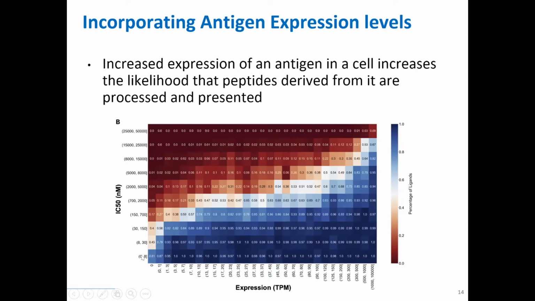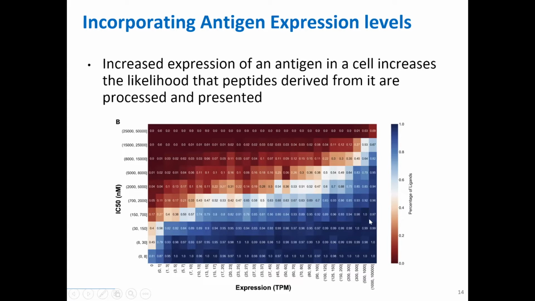So if you're extremely high affinity, it doesn't actually matter what expression level you have. But if you're in an intermediate affinity range, like 150 to 700, you see that the ones that have poor expression rarely contain peptides that are detected as MHC ligands.